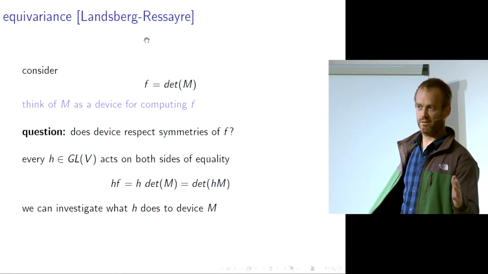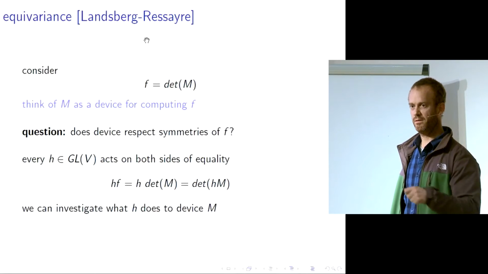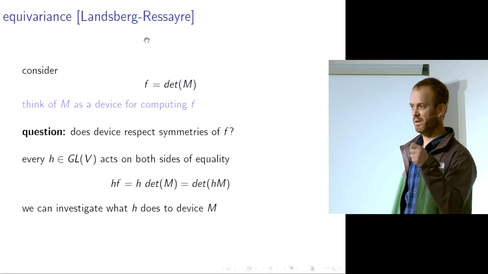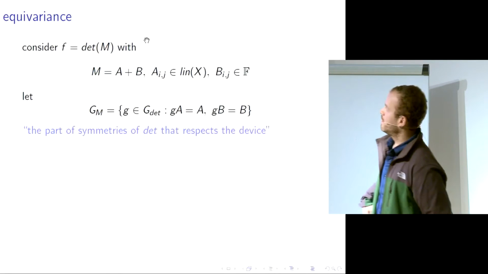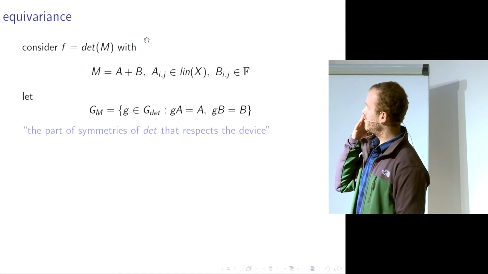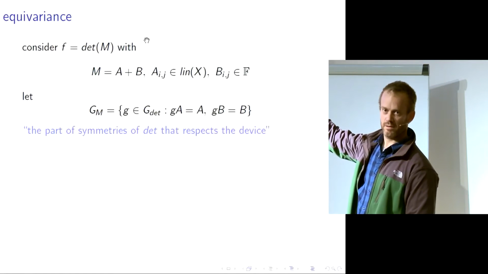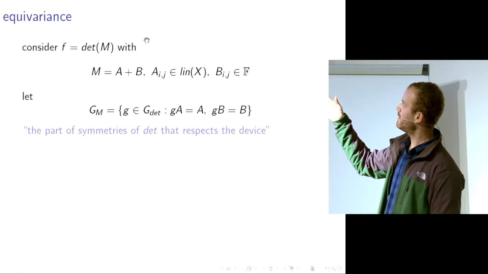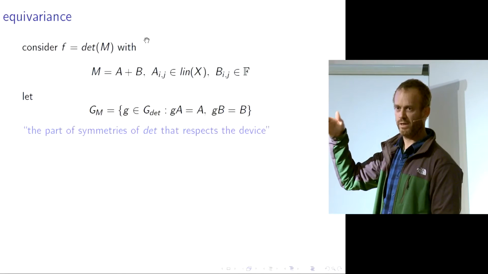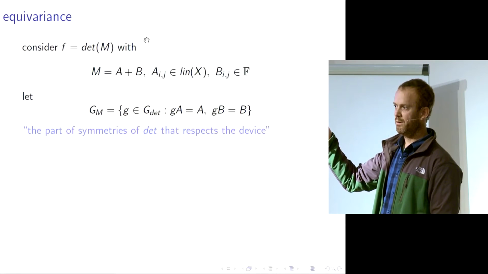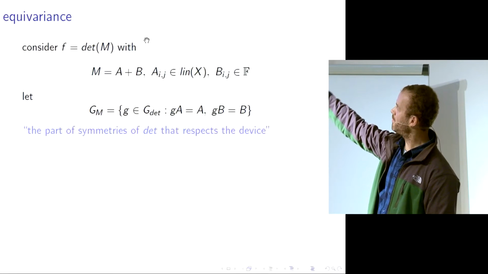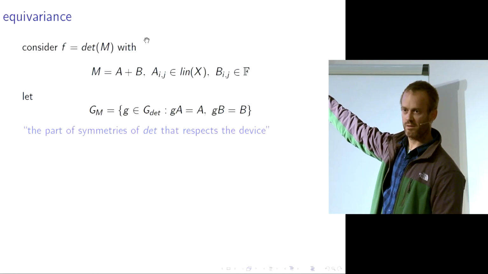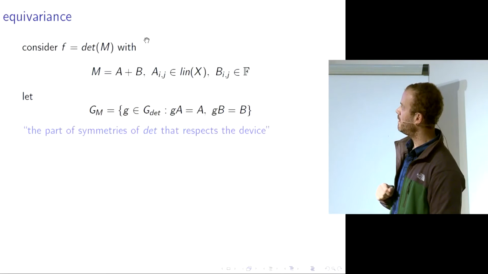We have this device M. F has some symmetries. Look if the device respects the symmetries. How do you define it? So here is the way they define it. We have this matrix M. Every entry of this matrix is an affine map in X, so it's some linear function plus a constant. This is an affine map. I write it as A plus B.